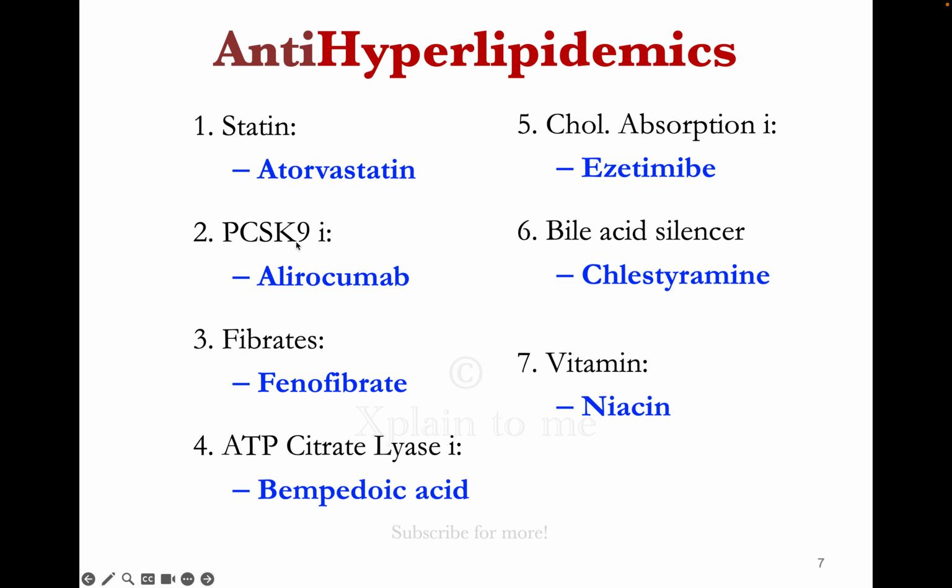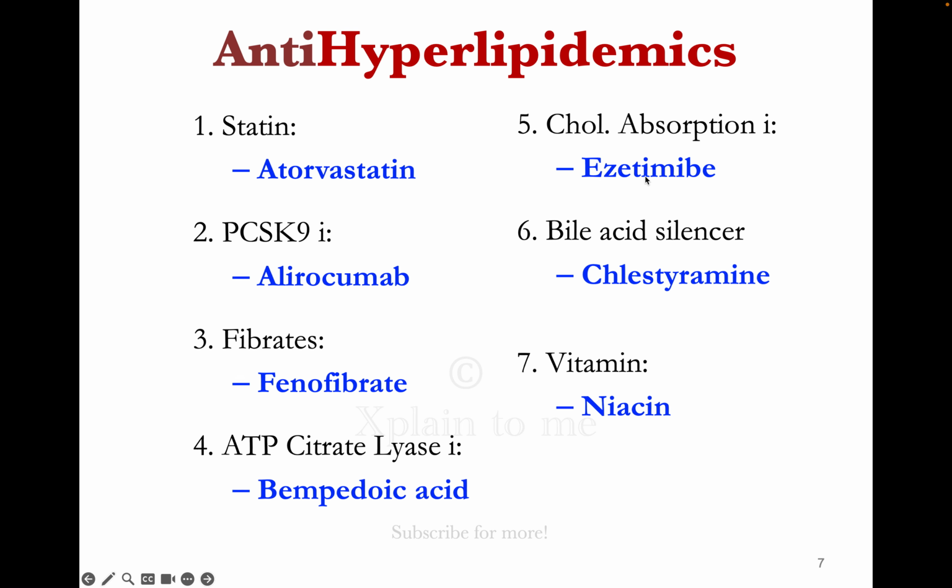indication, and adverse effects. So the first 4 classes, whose target cells are hepatocytes, are statins, PCSK9, fibrates, and ATP citrate lyase inhibitor, or ACL inhibitor. So all the 4 classes of drugs work inside the hepatocytes, but with different mechanisms we will discuss.